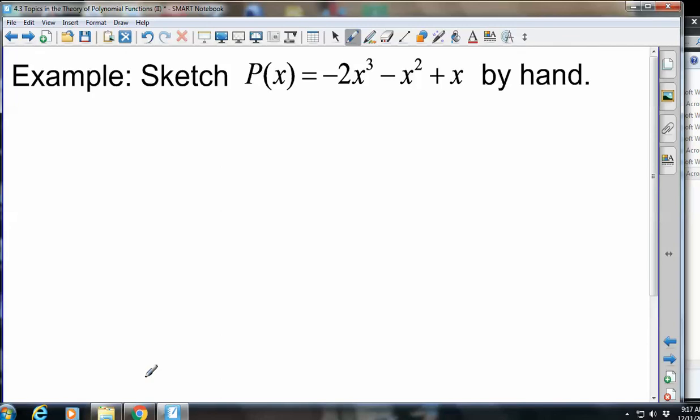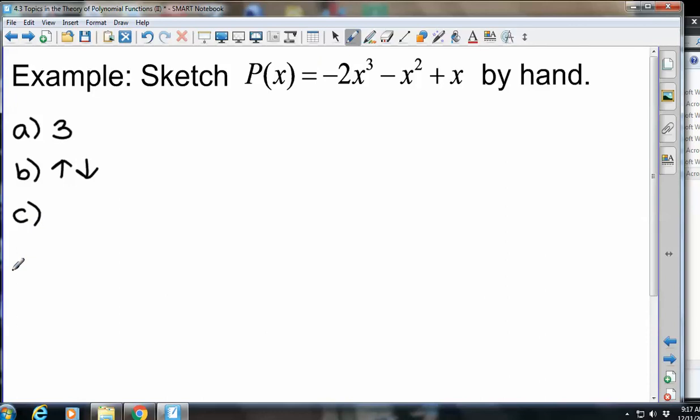How is this problem different? Not factored. Okay. And we have a negative out front. So A, what's our degree? 3. If it's not factored, you just look for the highest exponent. So B, your end behavior, since it's a negative, that flips your end behavior, so it's going to be up, down.